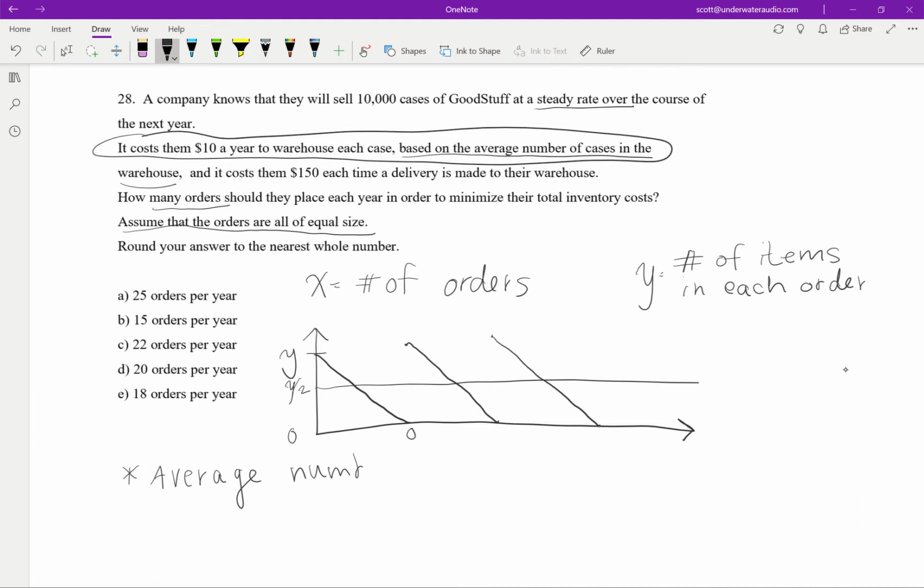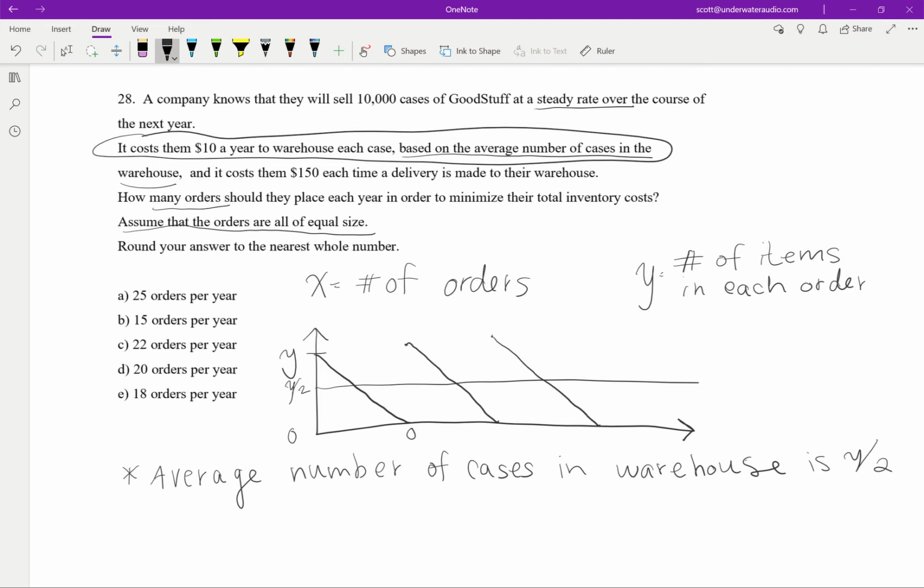Average number of cases in warehouse is y/2. So instead of drawing a picture, I just want to go over that one more time, but just in words. Every time they get a delivery, that's when they're going to have the most that they're ever going to have. They get a delivery, it goes away over time as people buy it until there's nothing in the warehouse, and that's the least they're ever going to have. This keeps happening throughout the whole year. So the average amount of cases that they'll have in a warehouse is halfway between those two, is y/2.